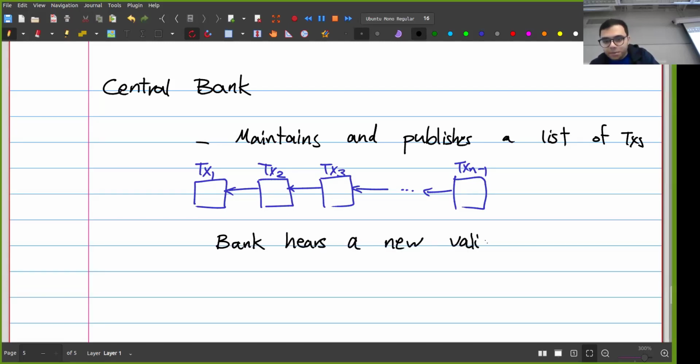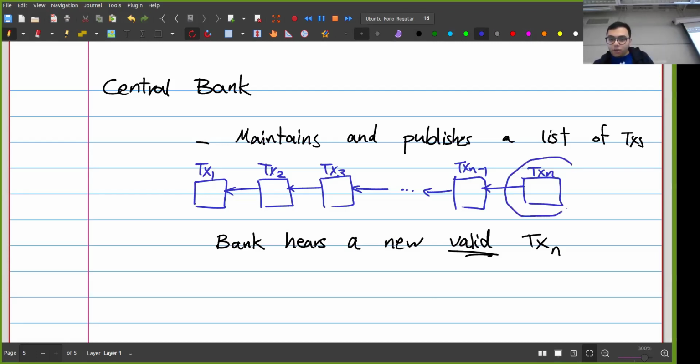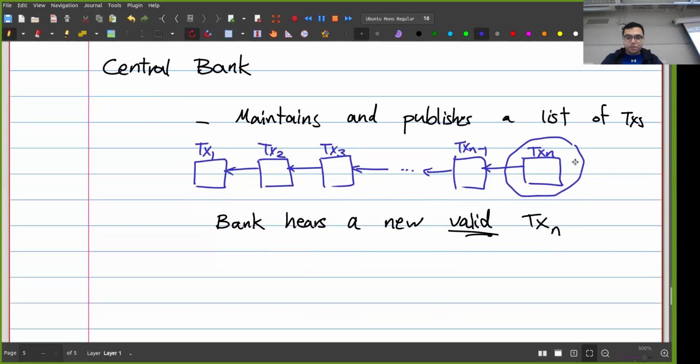Again, this valid part is really important. And let's call this transaction N. So the bank is just going to put this transaction N here, put a pointer to the previous transaction that it heard, transaction N minus 1, and it's going to sign the whole thing. Okay? And basically, we use the bank's signature as a verification that this transaction is finalized. This transaction is going to be there.